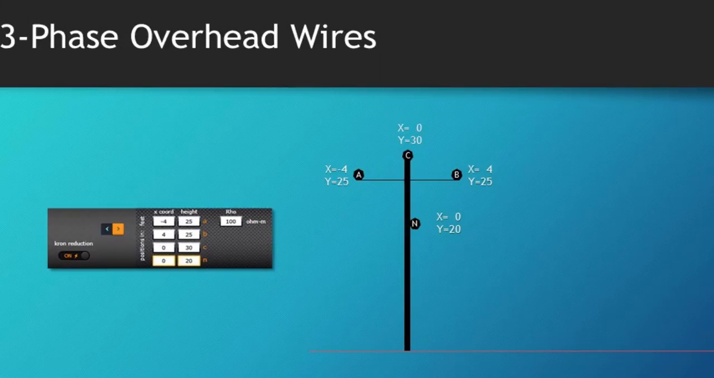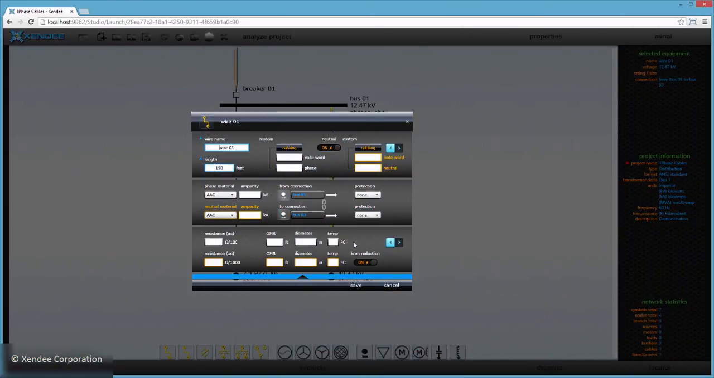This conductor position information is required and must be entered into the geometry data panel shown here as phase and neutral wire x and y coordinate values. Let's go back to the editor and look at some of the other features available.